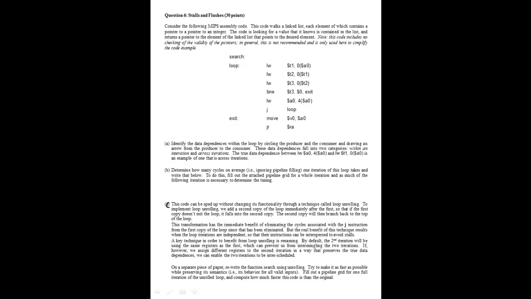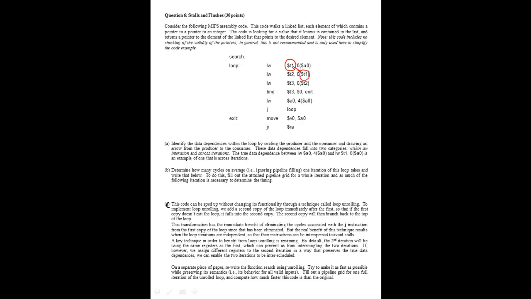So the first part of this question asks us to identify the dependencies. A true data dependence is when one instruction creates a value and that value is read by another instruction. And it doesn't matter how far apart these instructions are. If one instruction creates a value and another instruction consumes that value, there's a data dependence between them.